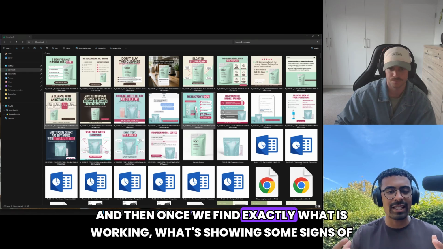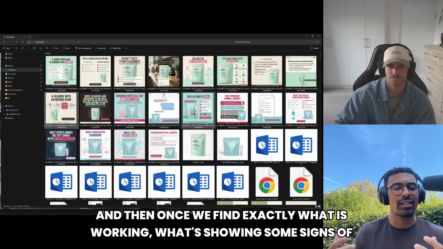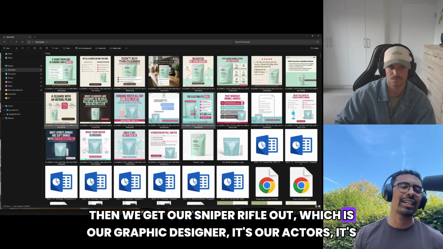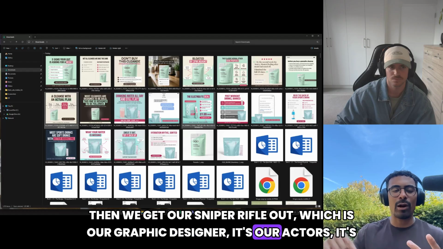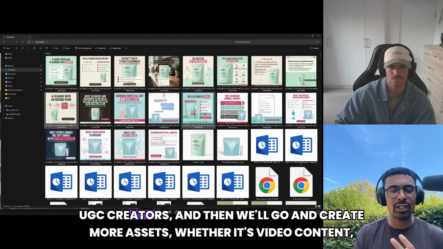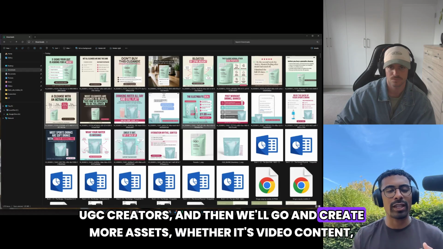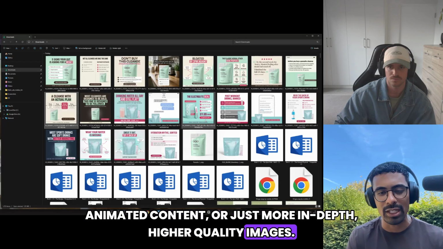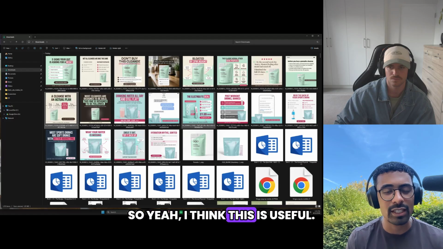And then once we find exactly what is working, what's showing some signs of promise, then we get our sniper rifle out, which is our graphic designer, our actors, our UGC creators, and then we'll go and create more assets, whether it's video content, animated content, or just more in-depth, higher quality images. So yeah, I think this is useful.